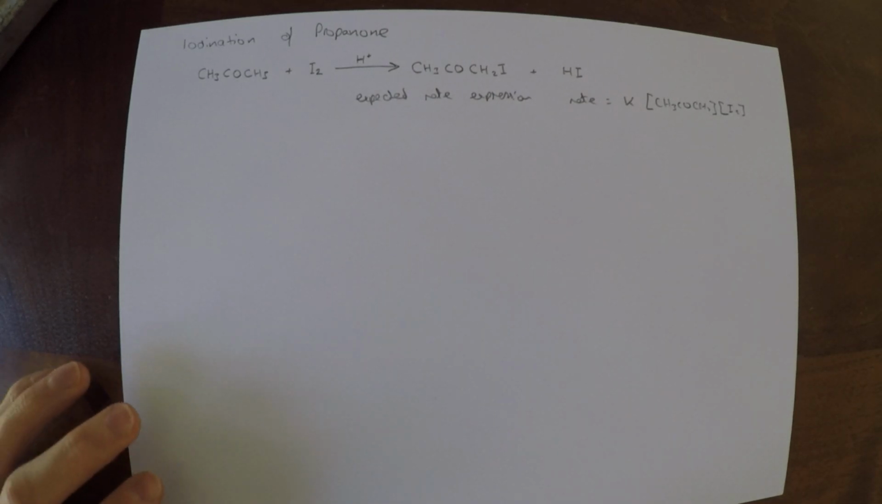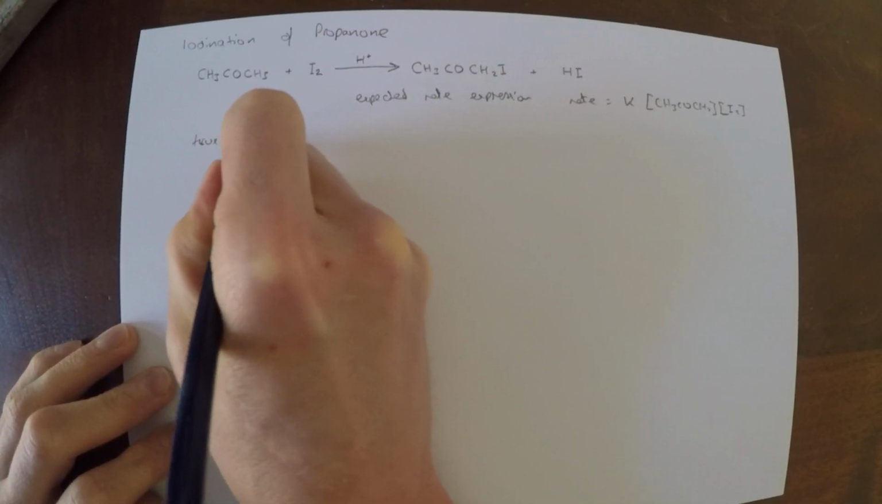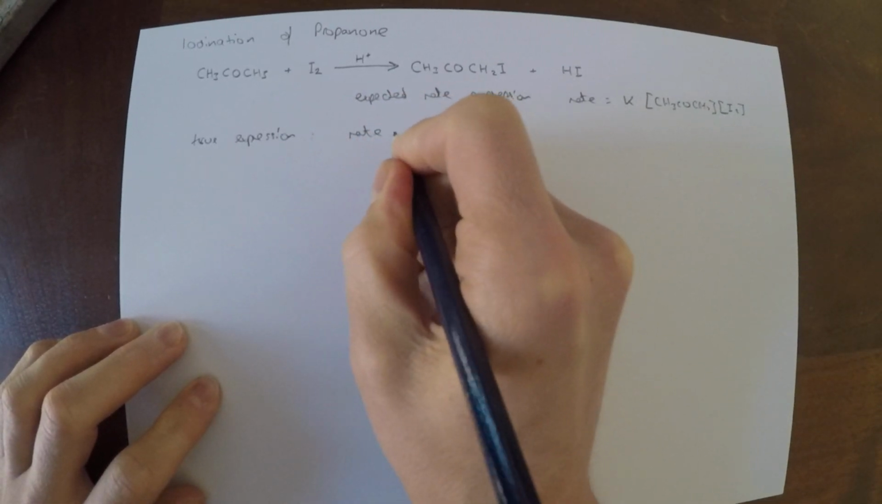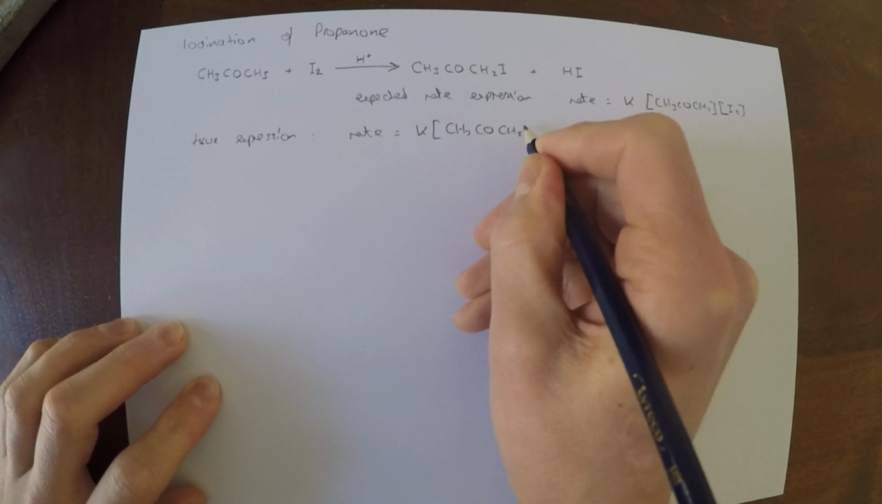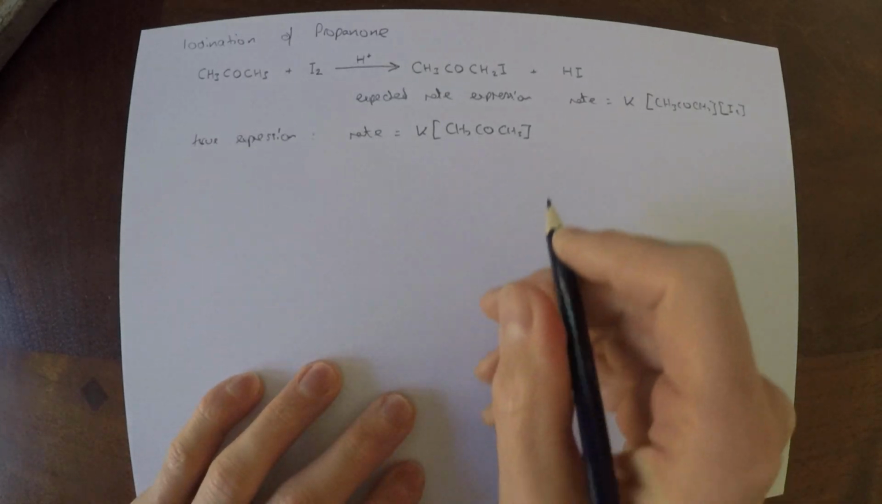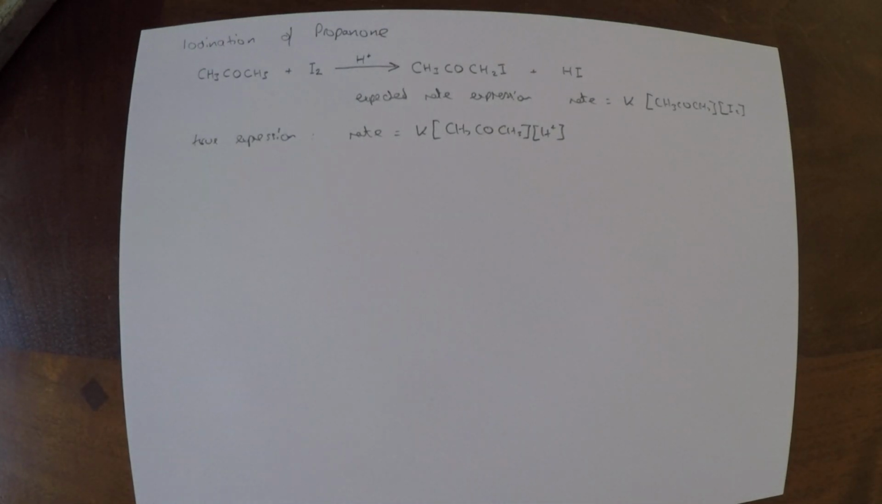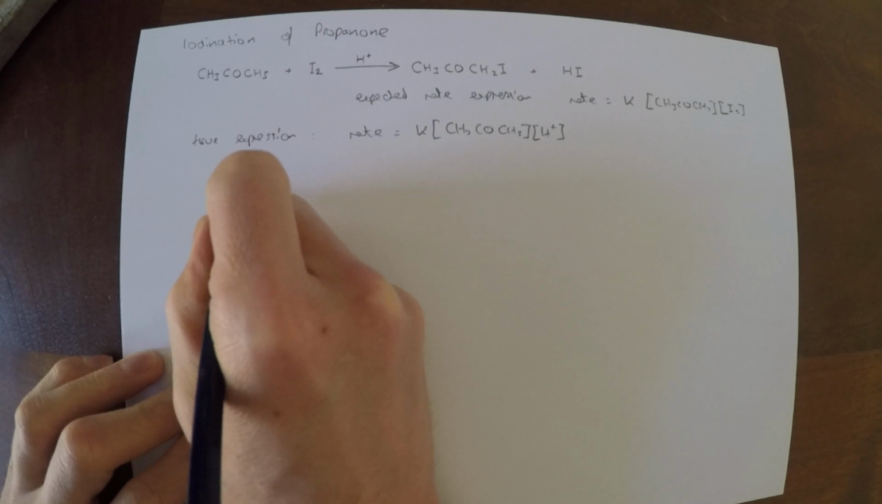And the true expression is actually found via experimentation to be first order with respect to the propanone as expected, but also first order with respect to the catalyst, and the iodine doesn't appear in the rate expression at all. Now, a three-step mechanism has been proposed in order to explain this observed expression. The first step involves the reaction of the propanone with the catalyst.